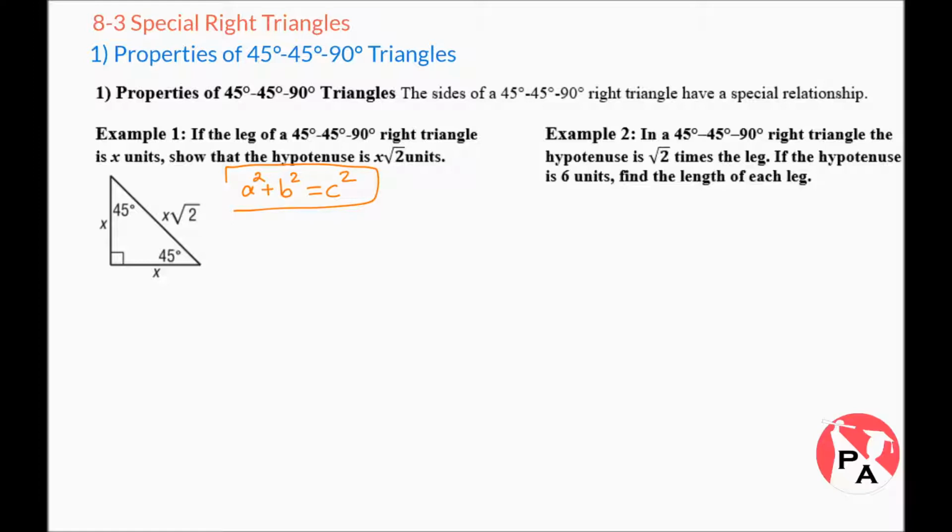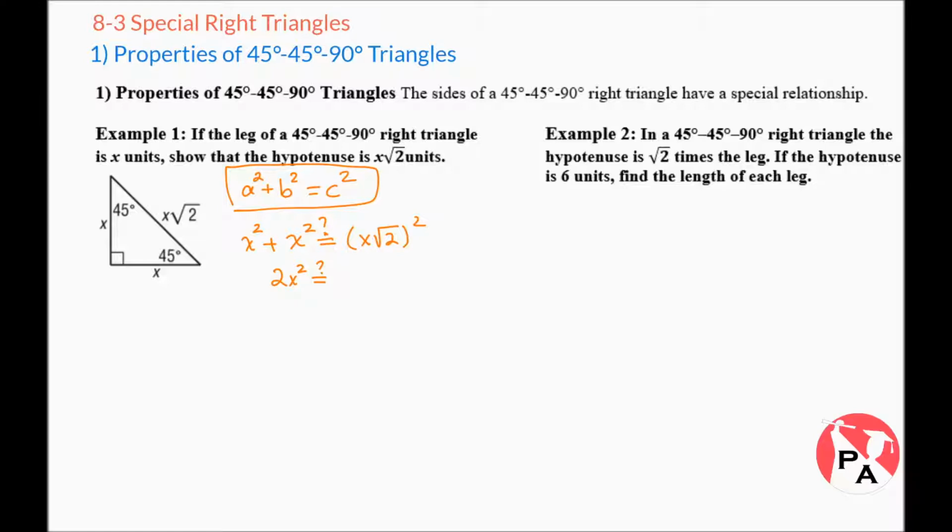Now let's plug in what we have. For a, we have x, we are going to square that. For the side b, we have another x, we are going to square this. And we are going to see if it is equal to the square of x radical 2. Now the left hand side is 1x squared plus 1x squared. We have 2x squared. We are going to see if what we have on the right hand side is the same as 2x squared.